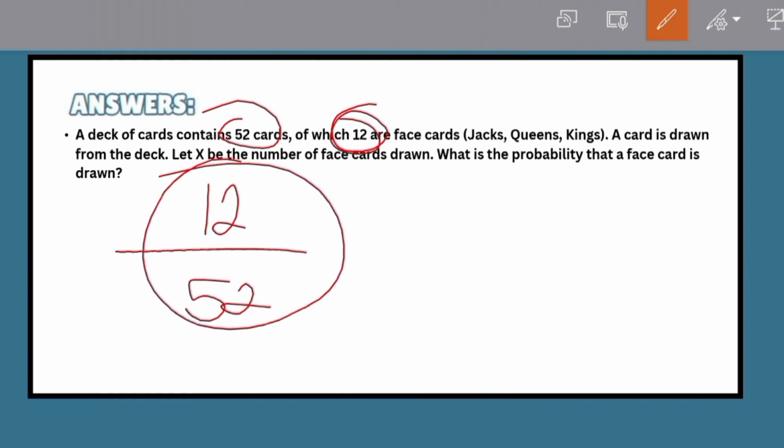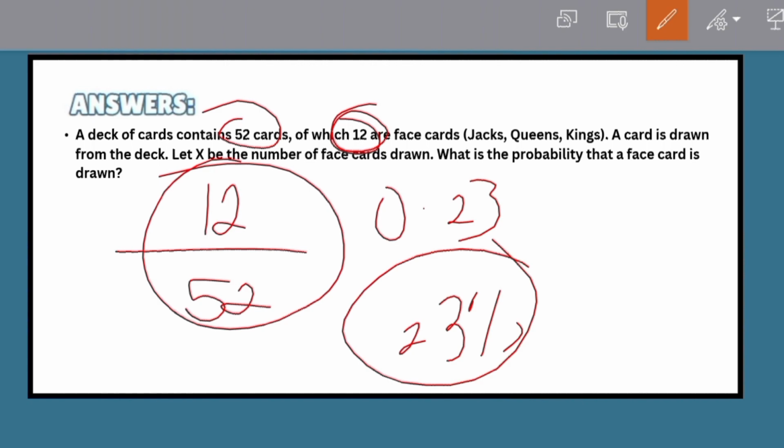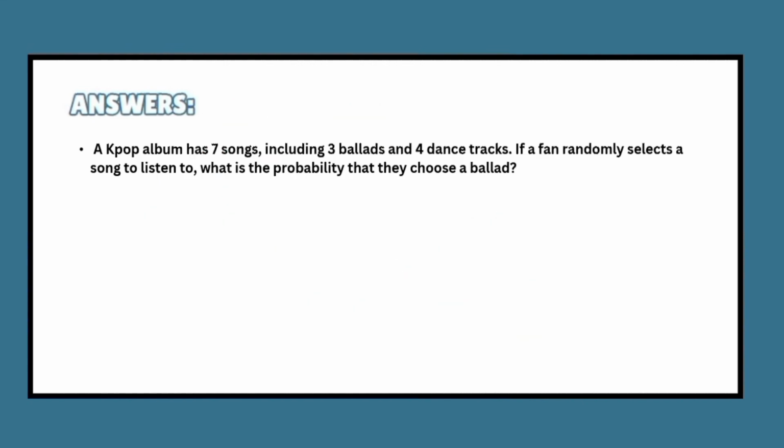So this is the probability of us getting a face card from a deck containing 52 cards. It is 12 over 52, or about 0.23 in decimals, or we have 23% of getting a face card in a 52-card deck if we were to pick randomly.